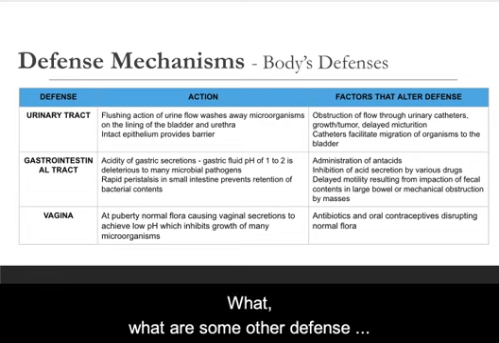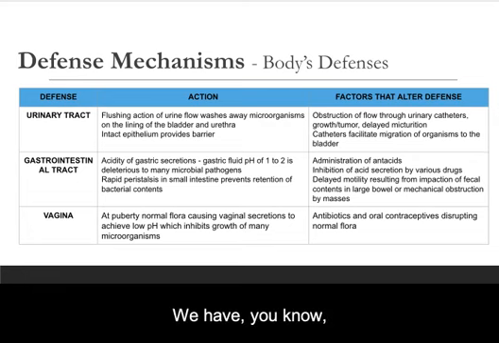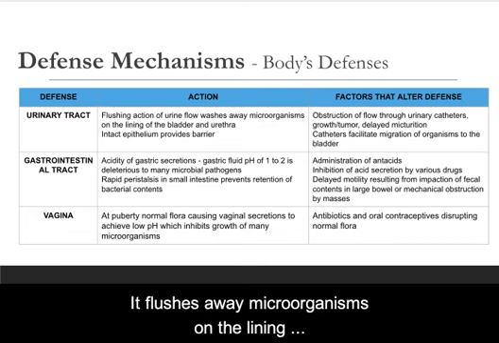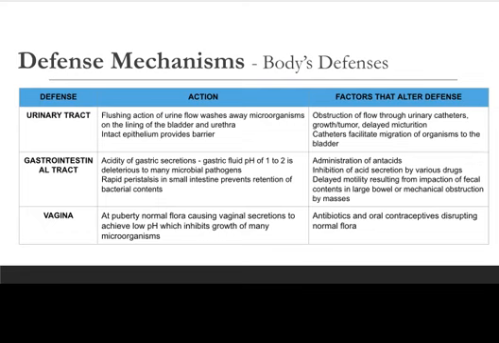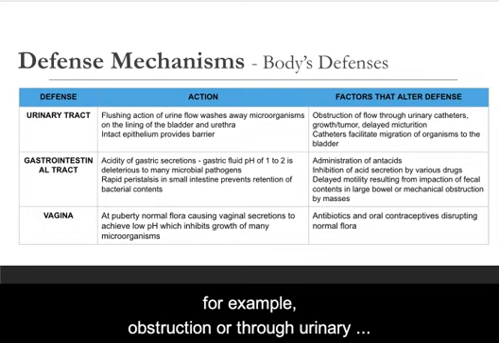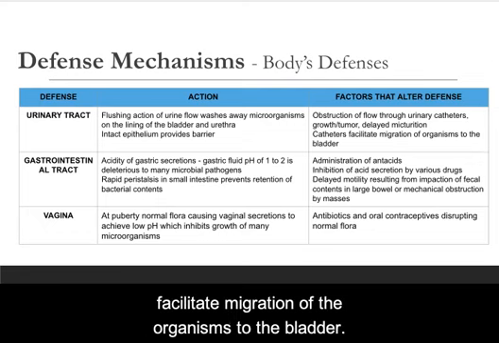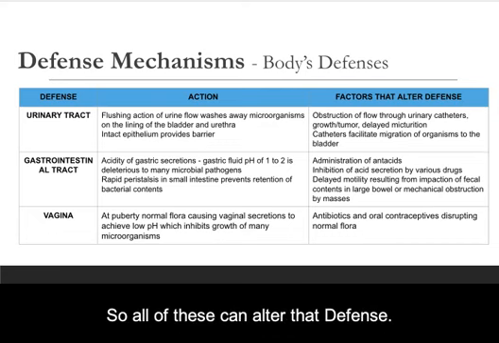What are some other defense mechanisms besides our normal flora? We have our urinary tract. For example, the flushing action of urine when you're peeing flushes away microorganisms on the lining of the bladder and the urethra. Factors that can alter this are, for example, obstruction, urinary catheters, or a growth or tumor, delayed urination, or catheters that facilitate migration of the organisms to the bladder. So all of these can alter that defense.